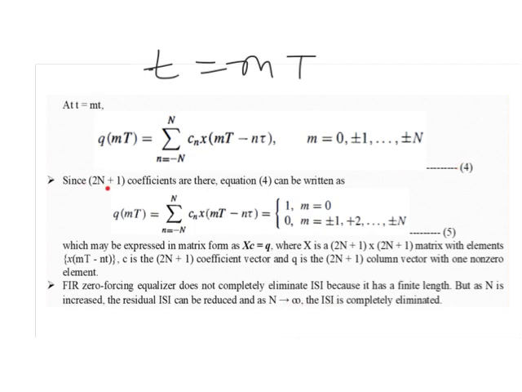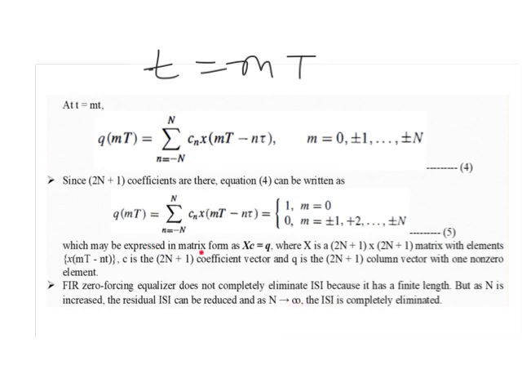Since in this equation we have 2N plus 1 coefficients, we can write equation 4 as q of mT is equal to summation n is equal to minus N to N, Cn x of mT minus n tau, that is equal to 1 whenever m is equal to 0, and for the remaining values, that is m is equal to plus or minus 1, plus or minus 2, up to plus or minus N, this q of mT will be equal to 0. This is expression number 5.